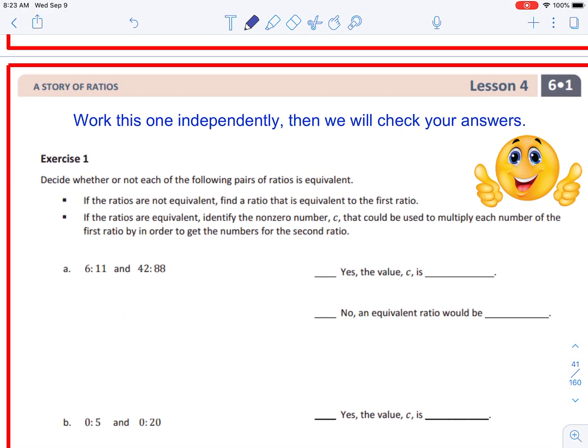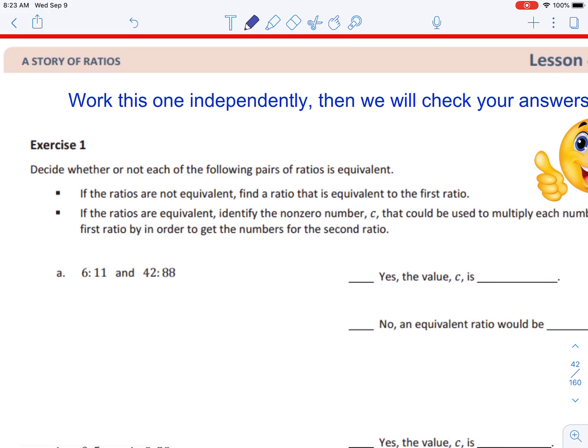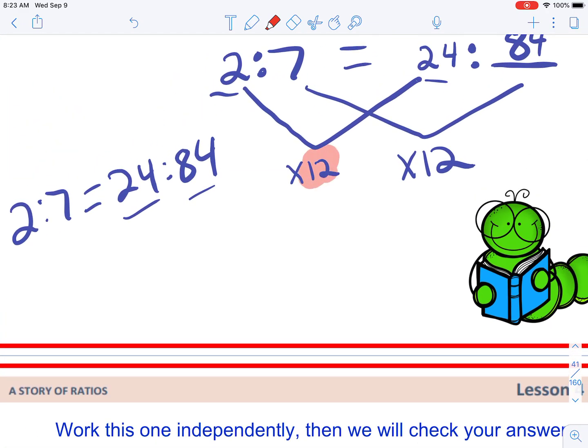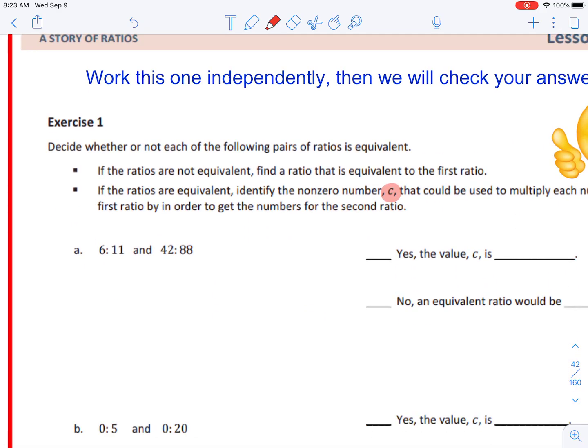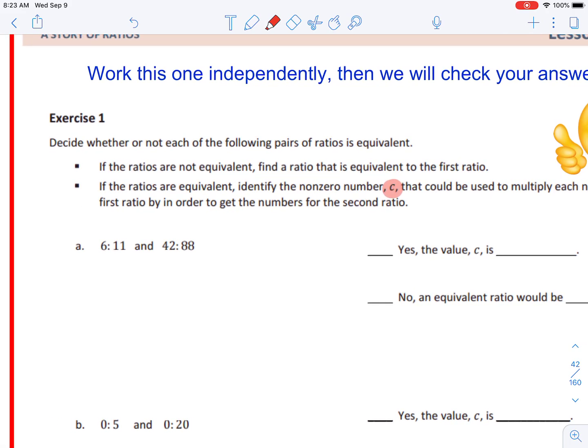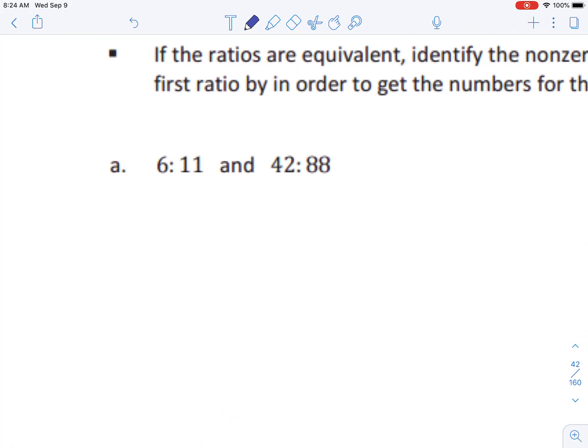So, exercise 1 tells us, decide whether or not each of the following pairs of ratios is equivalent. If the ratios are not equivalent, find a ratio that is equivalent to the first ratio. If the ratios are equivalent, identify the non-zero number C. C is just a number that you're multiplying both of them by to get the equivalent ratio. So in this case, C would be 12. That could be used to multiply each number of the first ratio by in order to get the numbers of the second ratio. Okay, so take some time, look at letter A, 6 to 11 and 42 to 88.